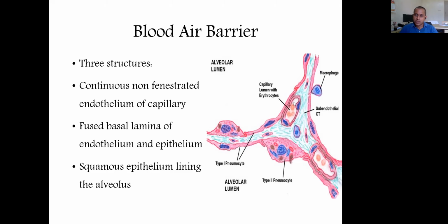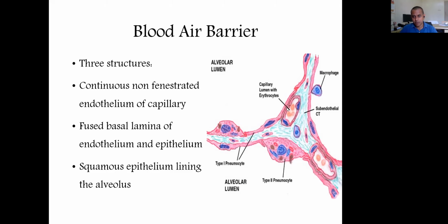So let us know the lining epithelium through which the gases exchange. There are three structures. One is the continuous non-fenestrated endothelium of the capillary. So this is the capillary, and this is the squamous epithelium, or you can say endothelium. Then comes the fused basal lamina or basement membrane.